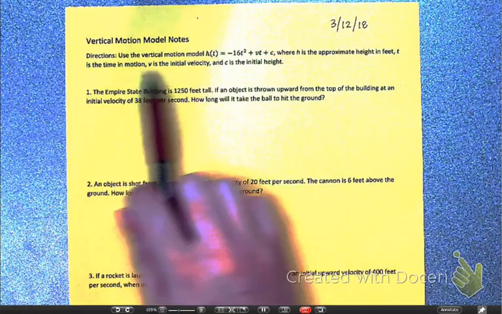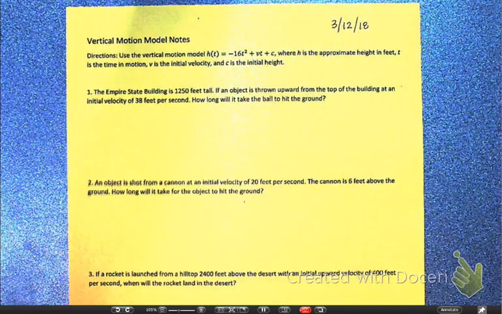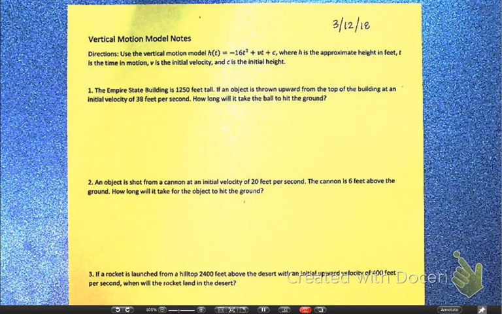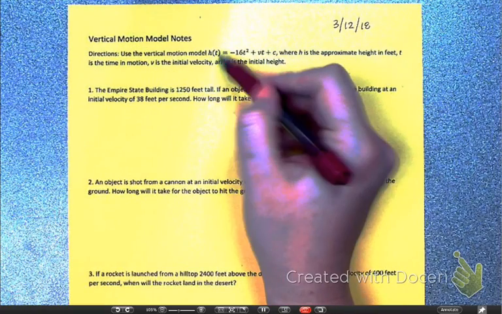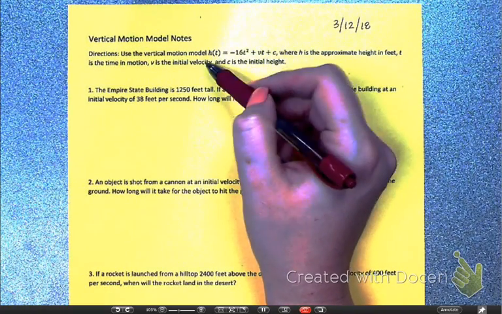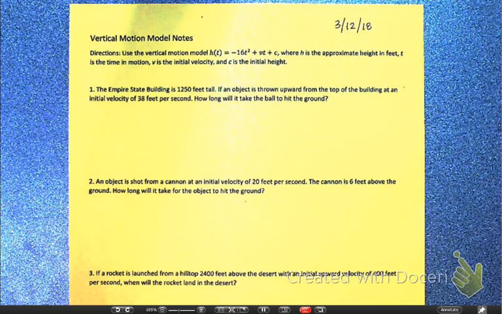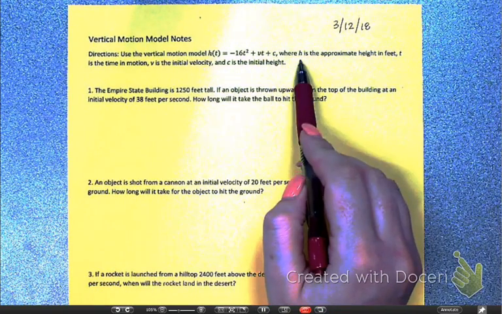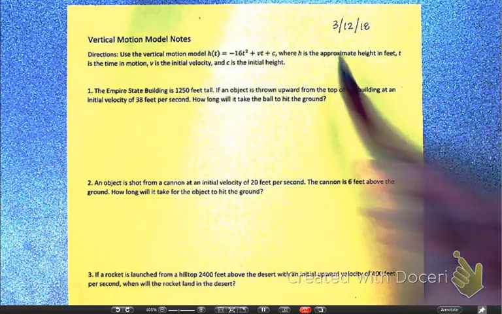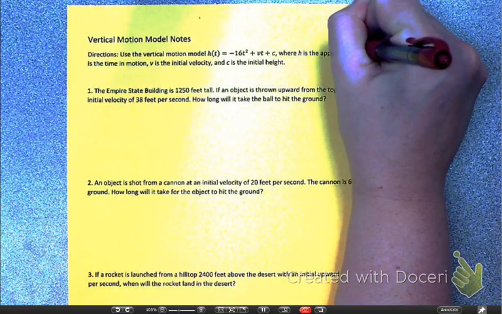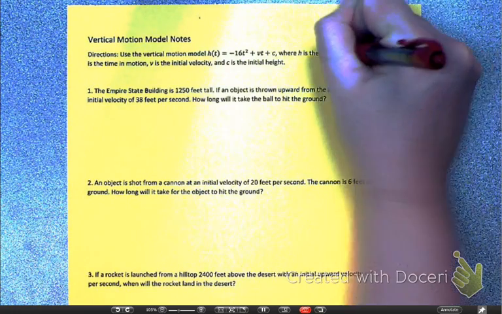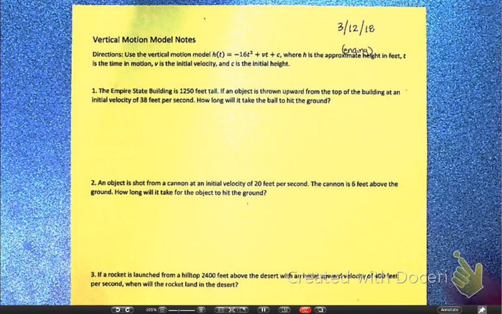So our vertical motion equation is h of t equals negative 16t squared plus vt plus c. Do we remember when we talked about function notation and I told you that h of t or f of x or whatever it is the same as y equals? They can be replaced. Okay? Typically we use function notation when we are plugging something in. In this case, h of t is going to be our approximate height, and this is going to be your ending height. So that might be important to write down. Not only is it the approximate height, but it's going to be your ending height. So where the object ends.